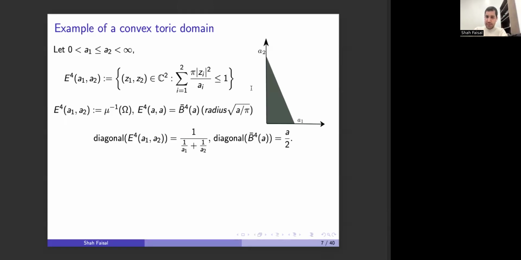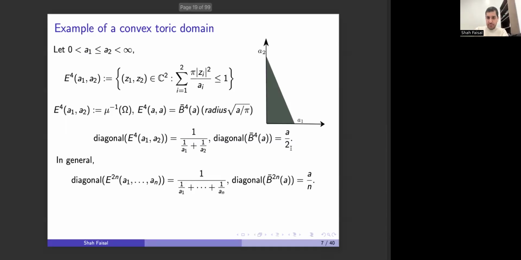And explicitly, you can compute the diagonal, and it's going to be, for the ellipsoid, this number, and for the ball, when you put both of these to be equal, you're going to get this number A divided by 2.